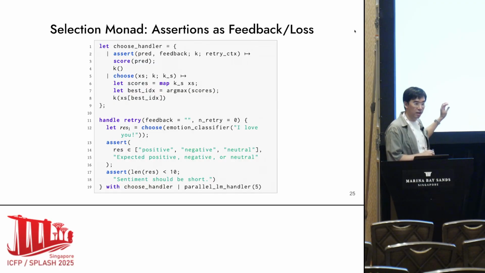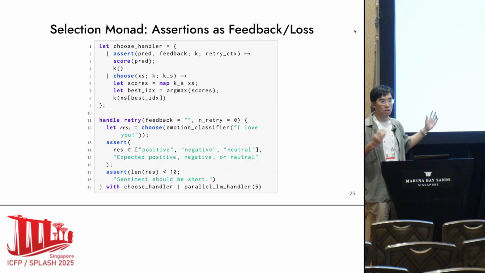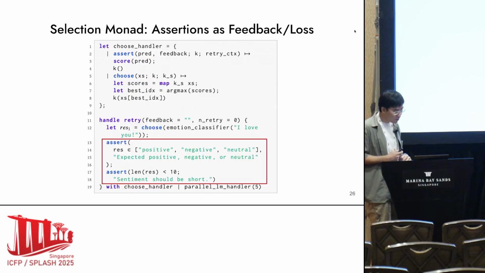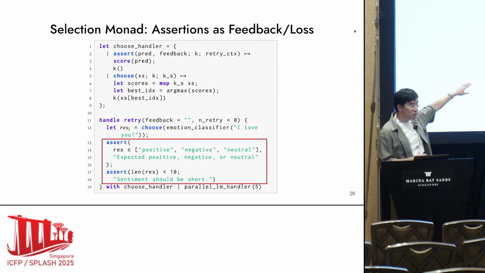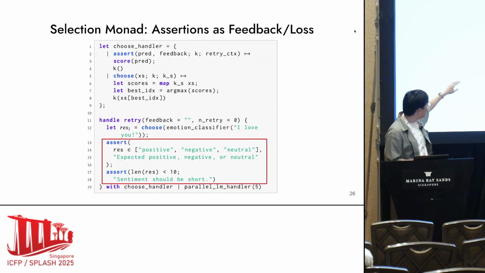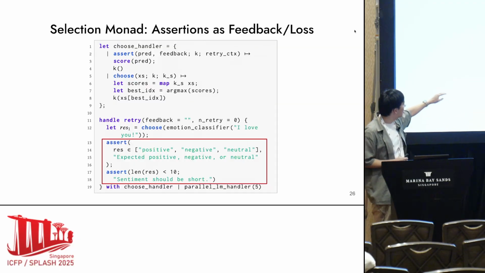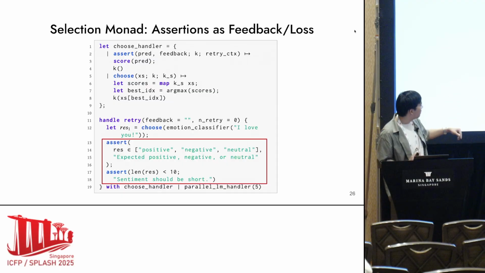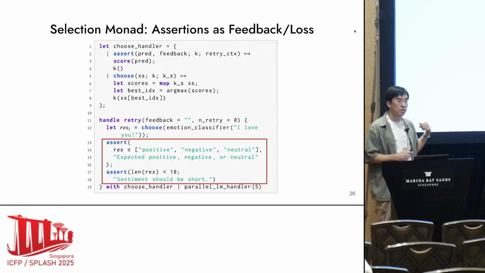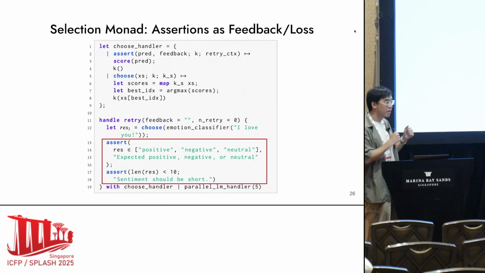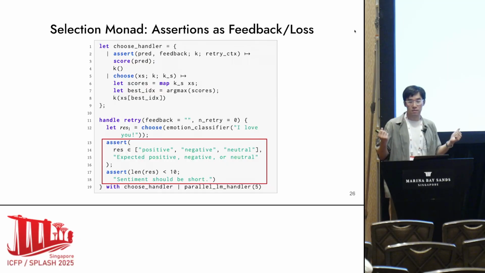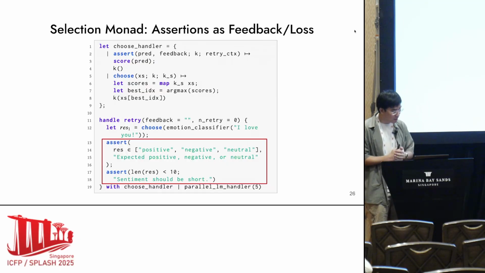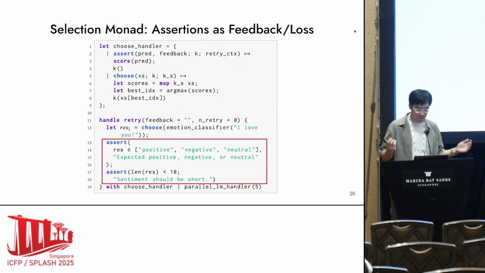But an assertion failure doesn't really mean the whole program should terminate. It just means the feedback is low, or the reward is low, or the other way to say it is, higher loss. So here, I have this choose effect to choose the best one, this result. And I have some assertions to say the result must be one of positive, negative, or neutral, and I also have an error message here. And I have an additional assertion to say the total length of the string should be less than 10. That's a somewhat arbitrary condition because we want shorter sentiment results.